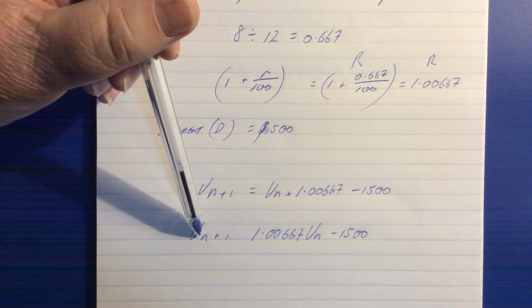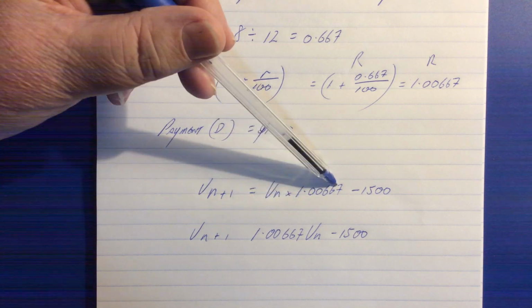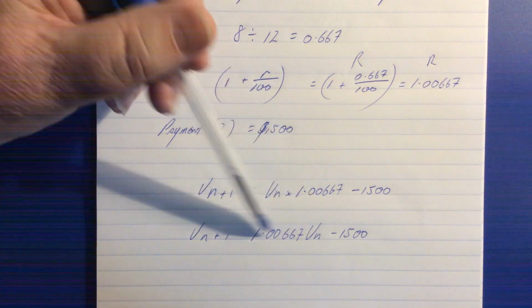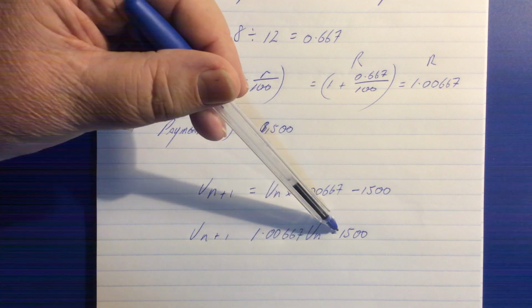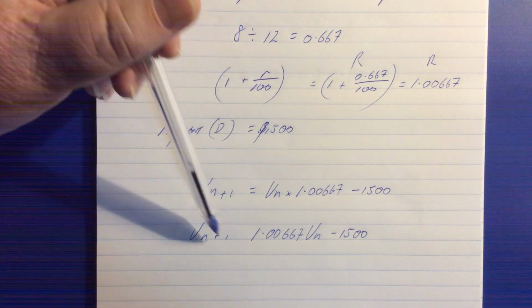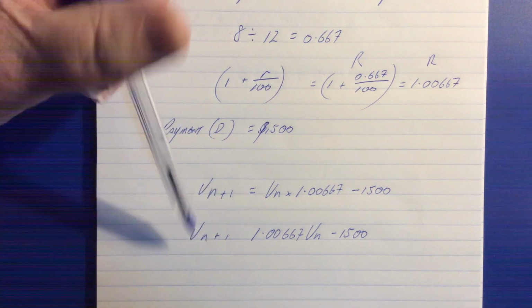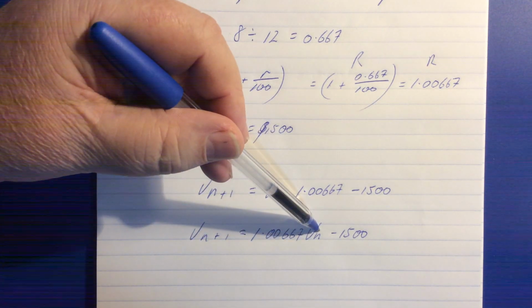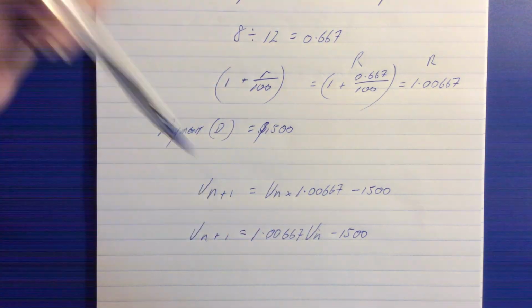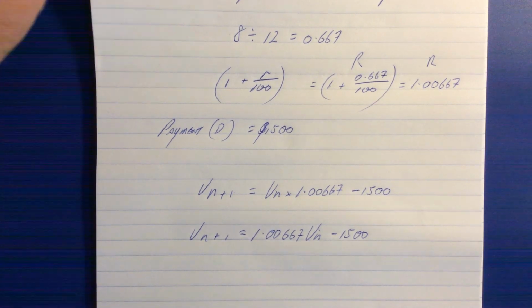Now, this can be written in a couple of ways. This way, where we've got Vn times that, or we can just write it like this, 1.00667 Vn minus $1,500. And what this allows us to do is, if this is next month's value, it allows us to use last month's value to calculate it. Nothing could be simpler. Now, that's the first question resolved.